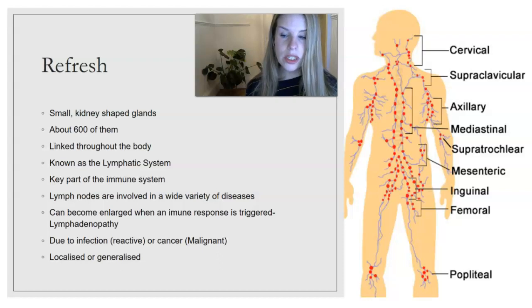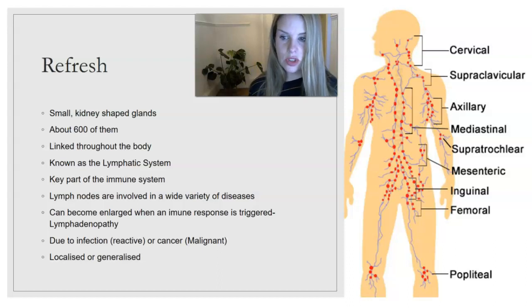So it just really depends on whether or not it is localized, meaning it's just in one area, for example at the back of your neck if you've got a sore throat or a tooth abscess, or if it's more generalized and it's spread throughout the body.